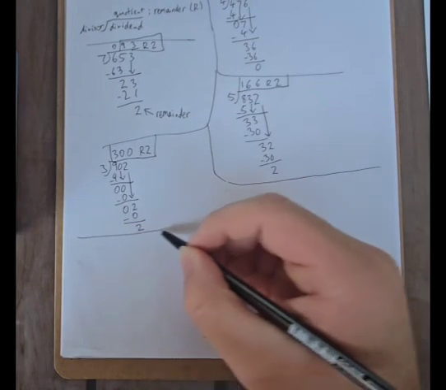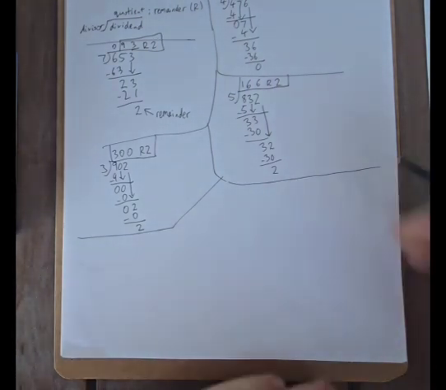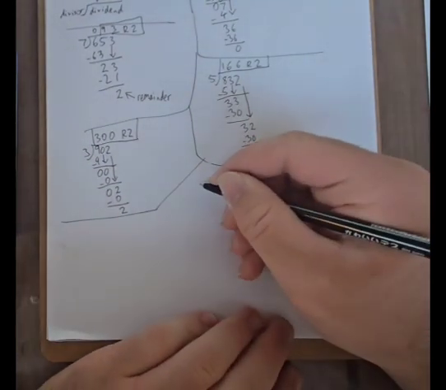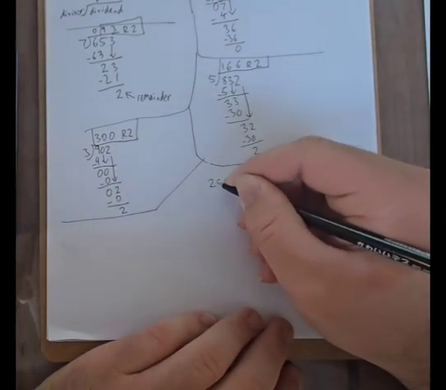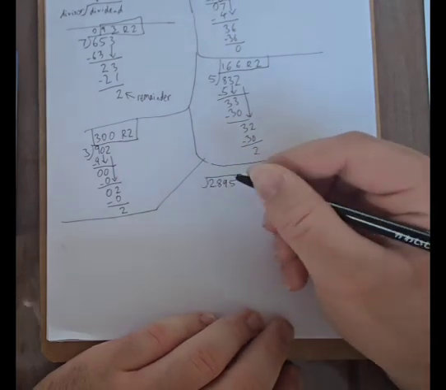So those are relatively simple examples because they're, sorry, there's a dog barking, because they're just a 3-digit number divided by a 1-digit number. So now let's do a 4-digit number divided by a 2-digit number. Our first example is going to be 2,895 over 15.